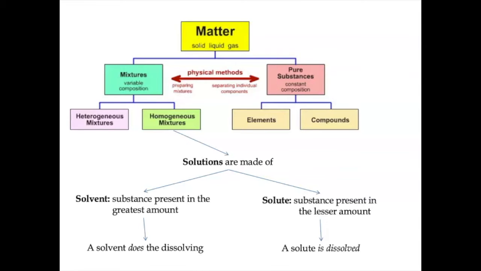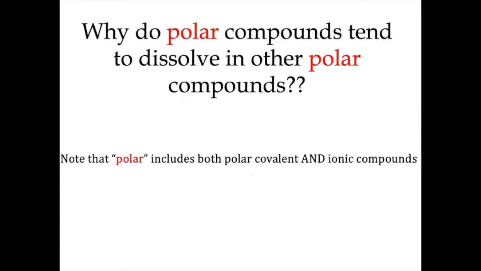Another way you might say that is that a solvent does the dissolving, and then a solute is the thing that is dissolved. A great question at this point is, why does that separation of charge, the fact that these things are polar compounds, tend to have one polar compound dissolve in another polar compound? What's really going on with this whole effect, that positive and negative interaction? By the way, I should mention one thing that has in the past confused students: when I say polar in this case, that actually includes both polar covalent, in other words, things that are unequally sharing electrons, and ionic compounds.